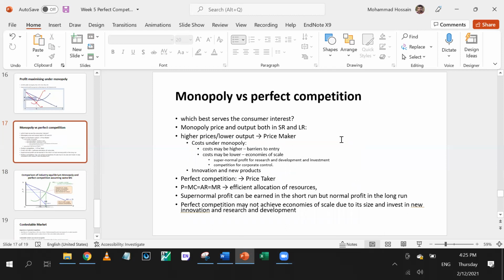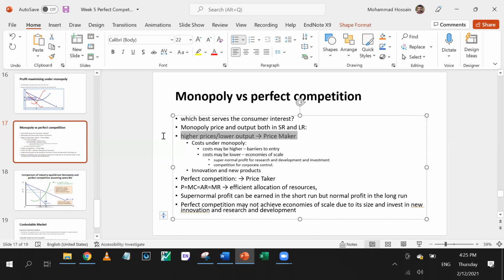Let's say, which best serves consumer interest, monopoly or perfect competition? What do you guys think? As a customer, which one is better for you? Perfect competition. Absolutely. Monopoly prices are higher in both the short run and long run. So higher prices and lower output are what make the price maker.